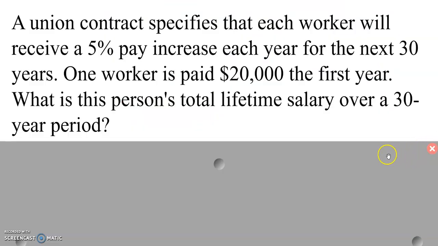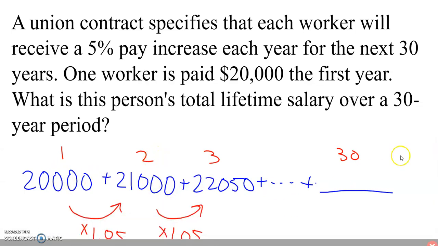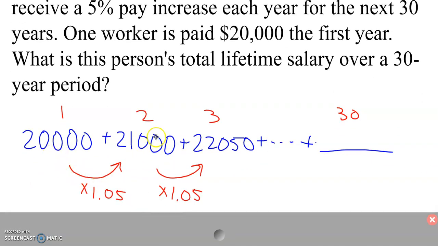Next, let's look at a real-world situation of a geometric pattern. A union contract specifies that each worker will receive a 5% pay increase for each year of the next 30 years. If a worker is paid $20,000 in the first year, what is this person's total lifetime salary over a 30-year period? So in the first year, they make $20,000. In the second year, to do a 5% raise, you multiply by 1.05. In the third year, you take the second year and multiply it by 1.05, and so on.